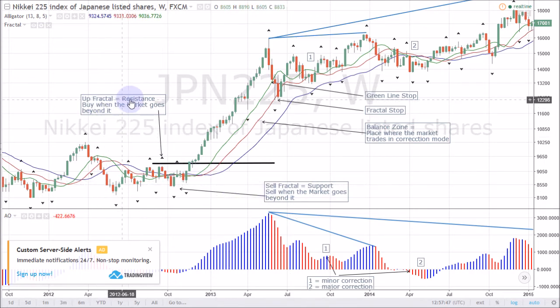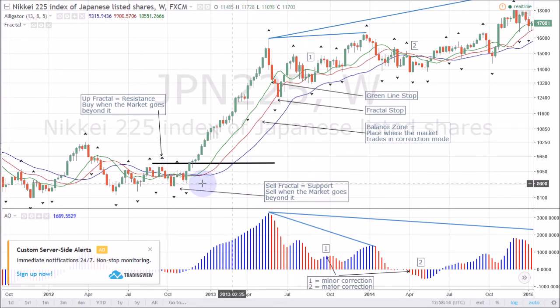The up fractal will mark resistance, and when the market goes beyond the fractal, meaning it exceeds the fractal, we are going to buy. We have fractals down here. We also have a fractal here. All of them worked as the market showed us a nice trend after they had been hit right here, where the black line marks the breach of the resistance zone.